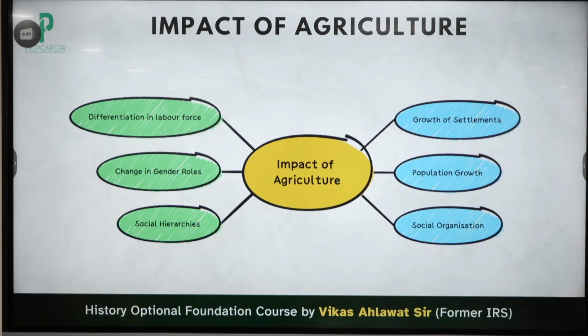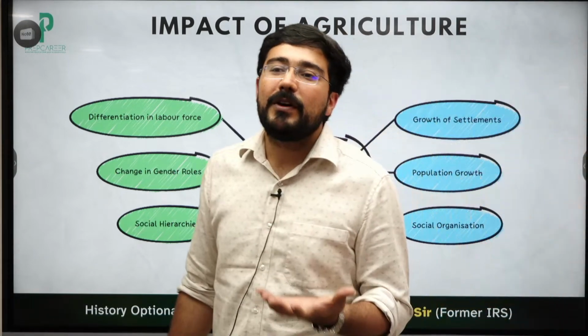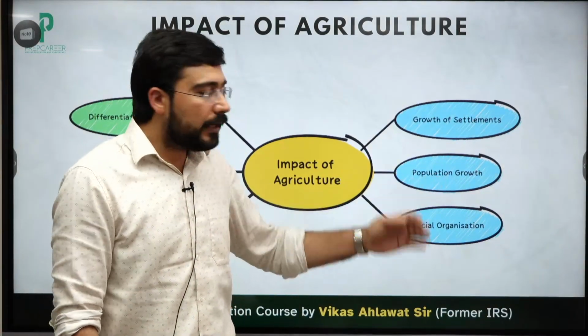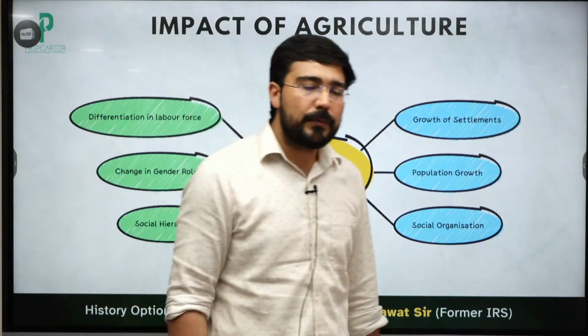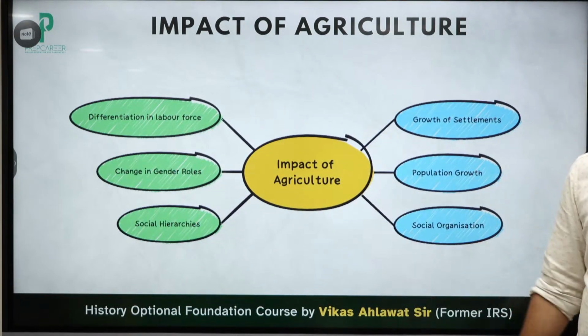Growth of settlements, population growth, because now we can support more population, and the other way around, for agriculture we require more number of people. That's why we also need population growth. And finally, social organization. With the period of time, these will be created. So this was the impact of the agriculture.